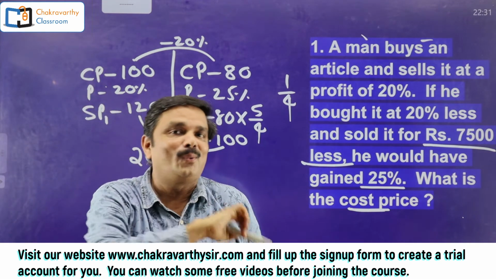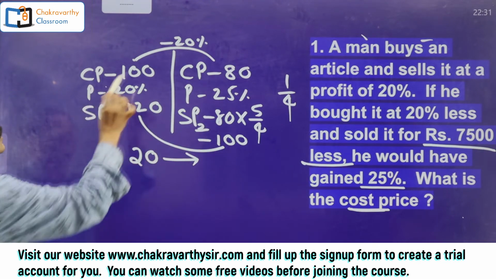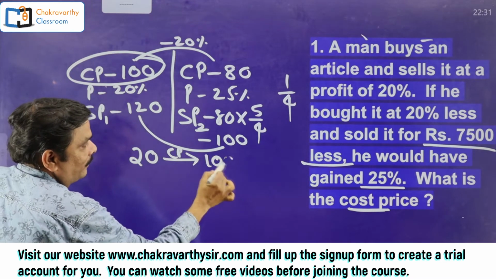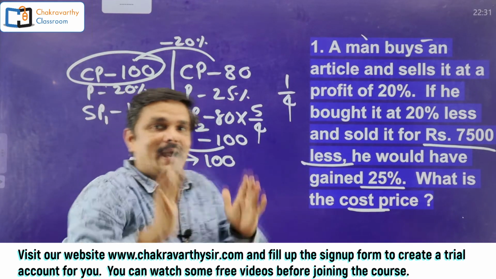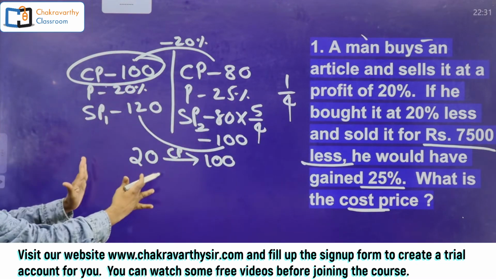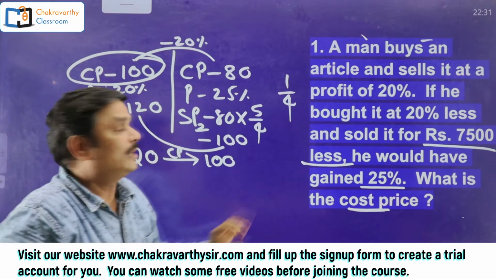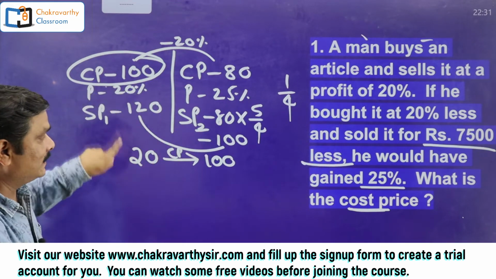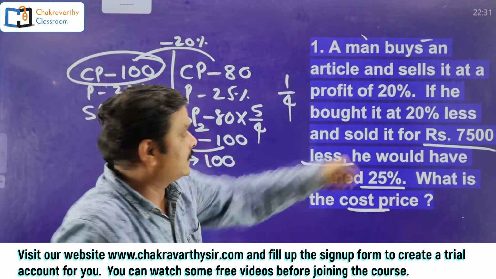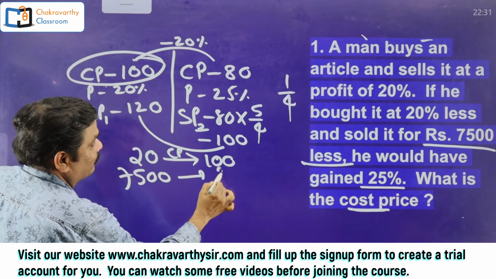Many questions we have solved with this one. If 20 rupees is the difference, my original cost price was 100. Now I am going to the question, right? I started with the unitary method, imaginary figure, right? Started with imaginary. Now I am comparing with the figures, numbers given in the question. So if 20 rupees is the difference, my original cost price is 100. If the difference is 7,500, what is the cost price?